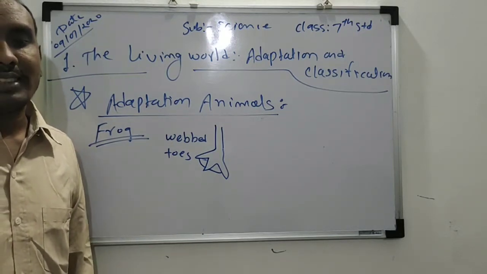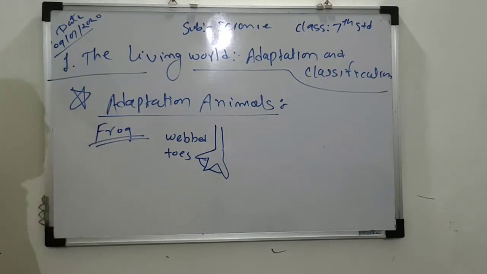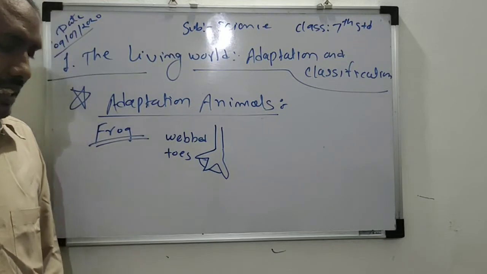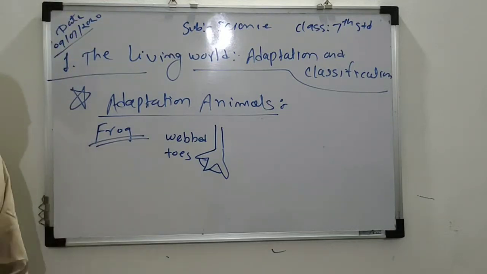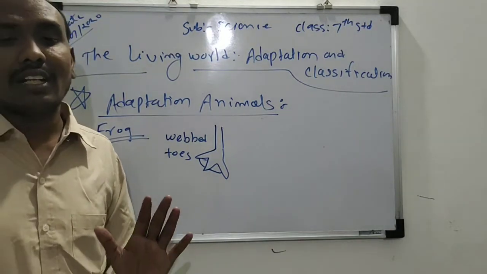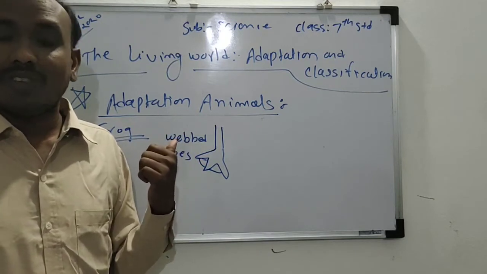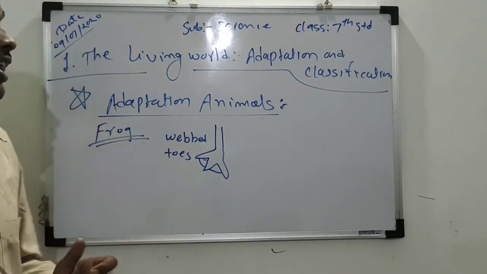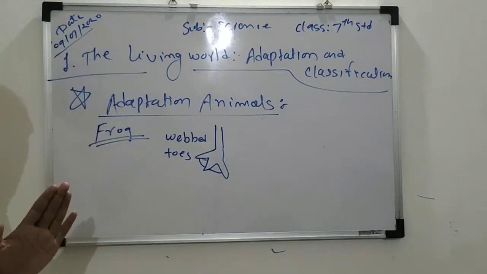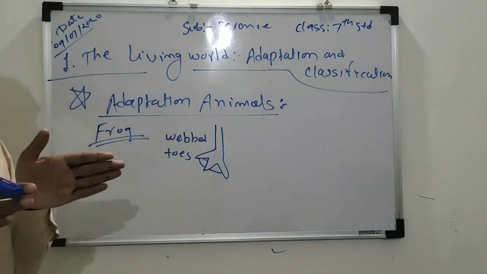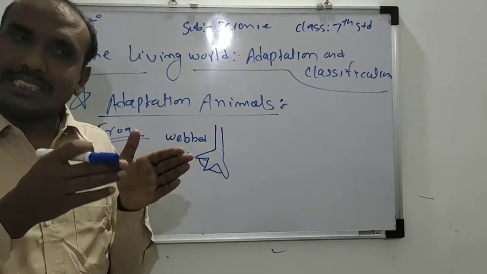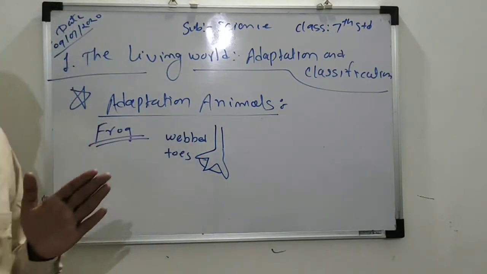Webbed toes, slippery. What does slippery mean? Slippery means a very smooth skin or surface. Where will that slippery surface be observed? In the frog, yes, smooth skin is there. And one specialty about the frog is that they have a triangular shaped head. Is it correct?